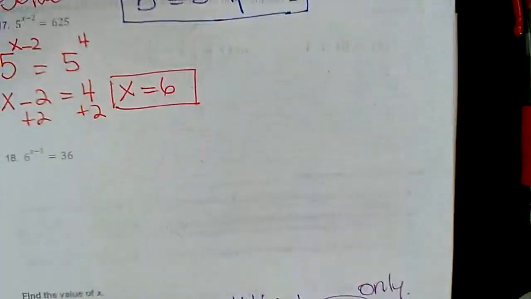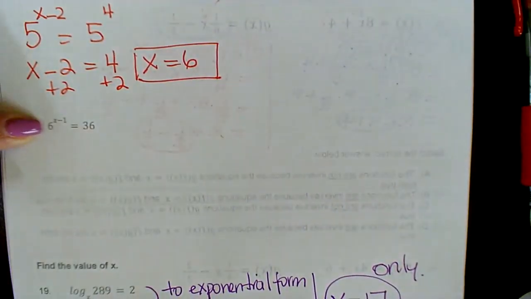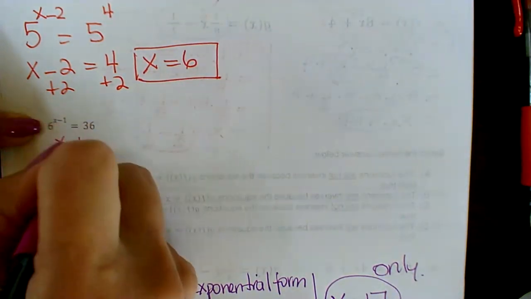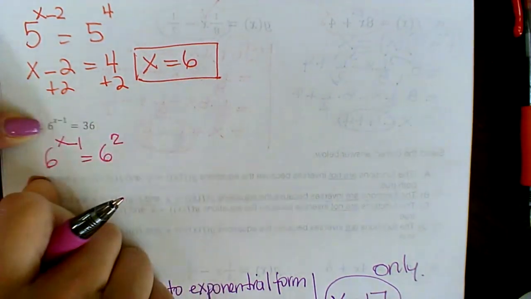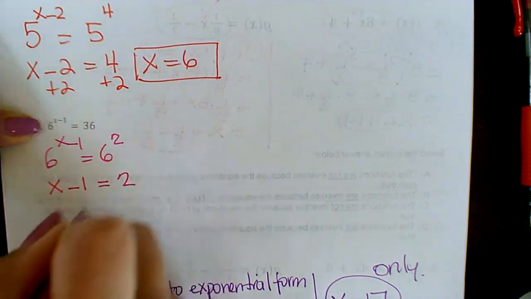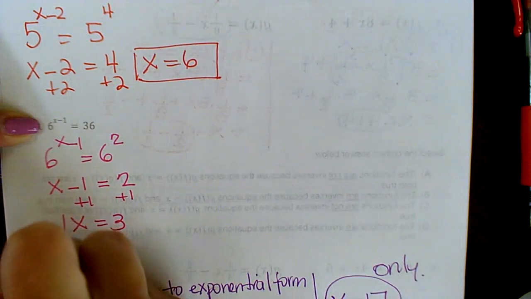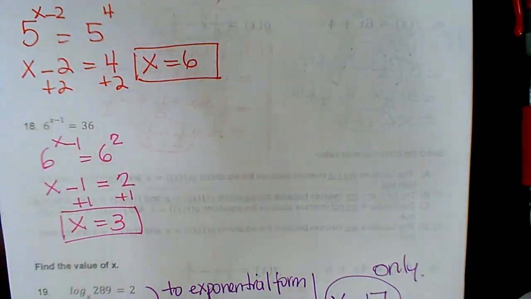Then 18, they only want us to solve this. 6 will be to the second power, right? Will be 36. So x minus 1 is equal to 2. If I add 1, x is equal to 3. They just wanted me to solve it for x. And we just did it.